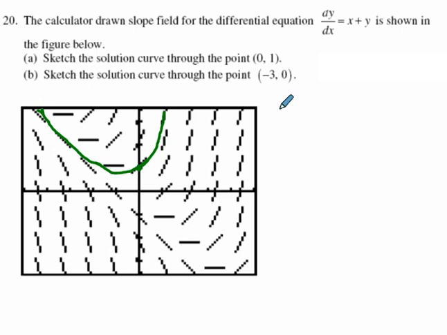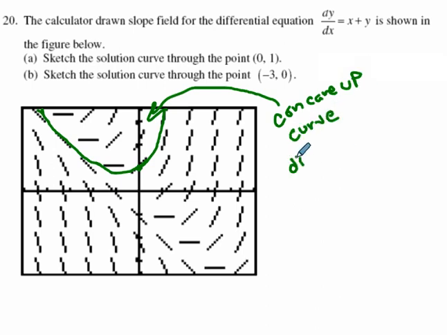So what I get here is a curve that is concave up. It's a concave up curve, and it has a diagonal asymptote. So that's my green example.